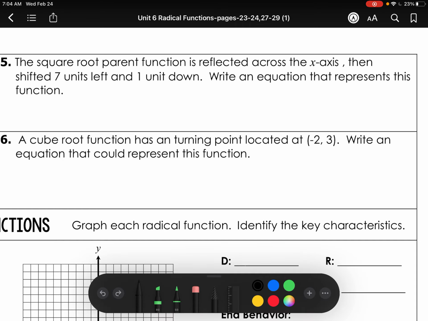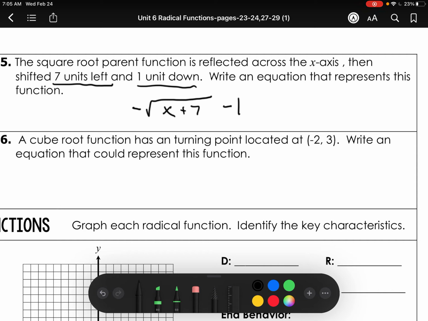We know that this is the square root parent function, square root of x. And so you can write a square root, and you can write an x. And then it says the square root parent function is reflected across the x-axis. So that means that it is negative, right? And then it is shifted 7 units left. So 7 units left would represent an h value. And since it's shifting left, it is positive. So x plus 7. And then 1 unit down, which is k, so minus 1.